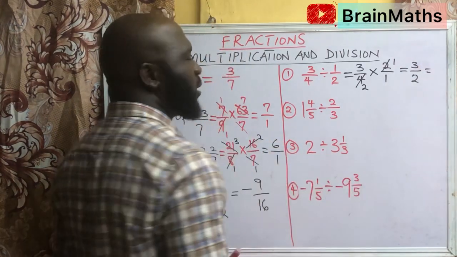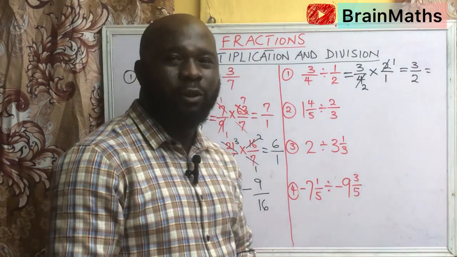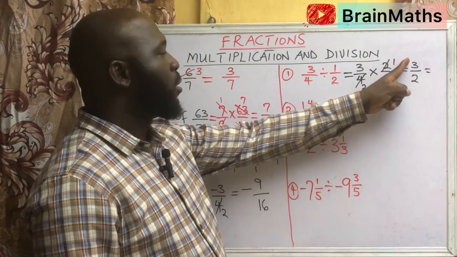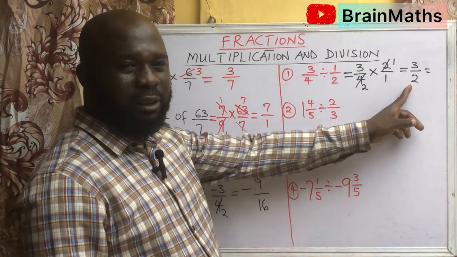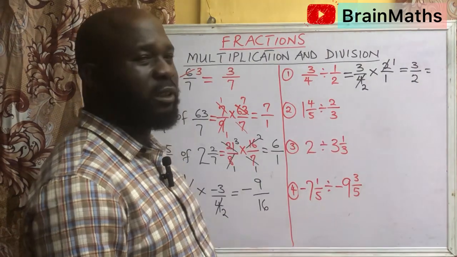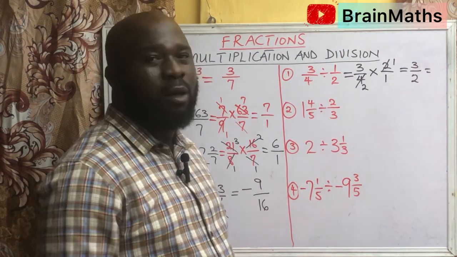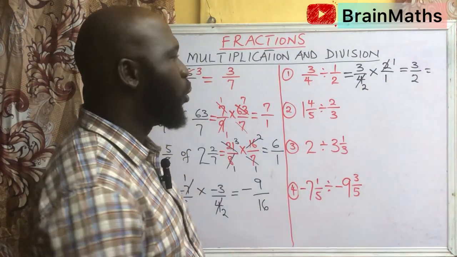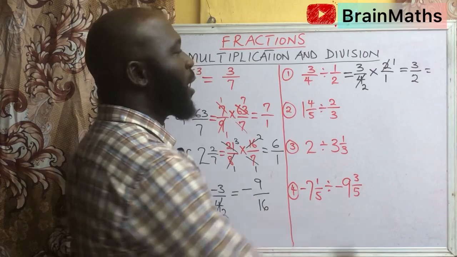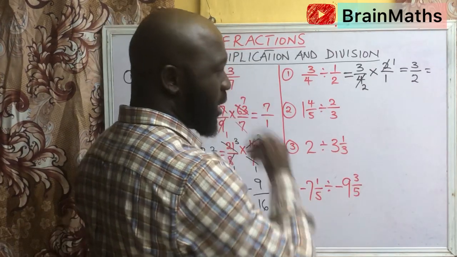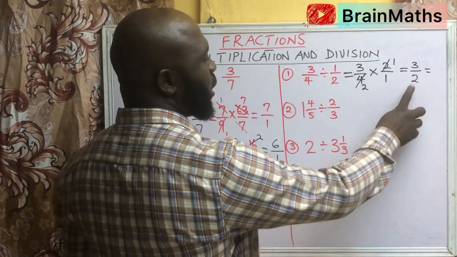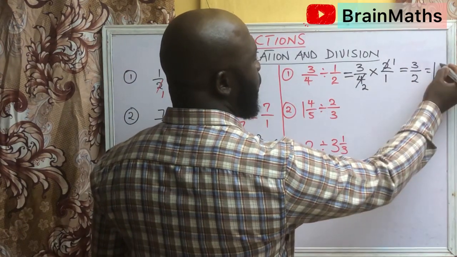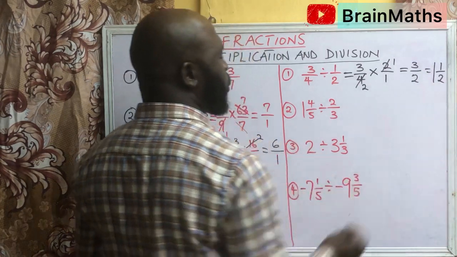But if you look at this, from what we have done in our previous lesson, anytime we have the numerator bigger than the denominator, we said it is called an improper fraction. And an improper fraction will lead us to a mixed fraction. So we are going to leave this answer in a mixed format. So we say, how many 2 can we get in 3? 1. Remainder 1 over 2.